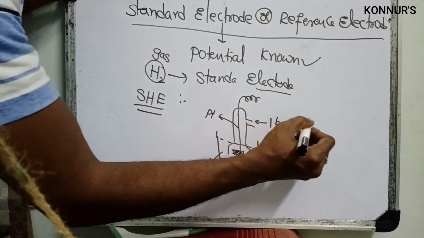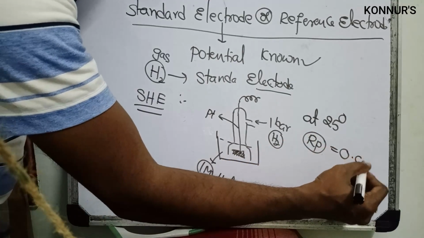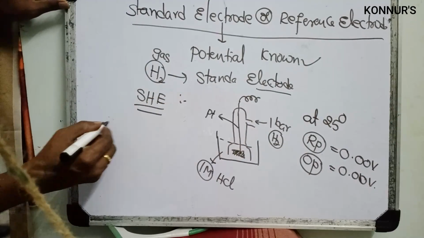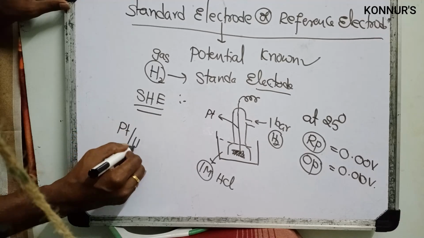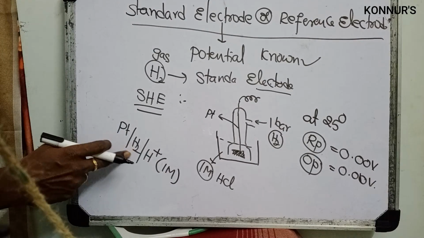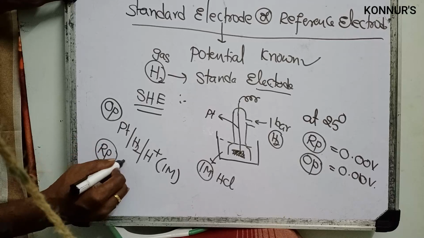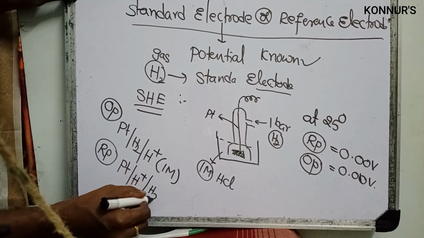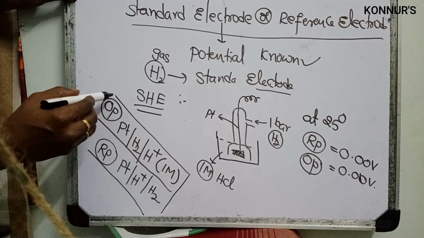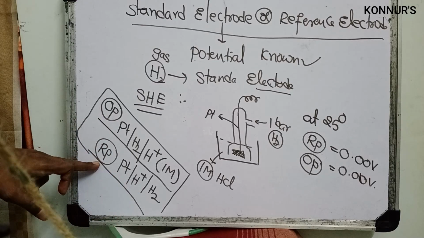Scientists take this at 25 degrees centigrade, where the reduction potential value is taken as 0.00 volts. Otherwise, the oxidizing potential is also taken as 0.00 volts. We represent it as platinum surrounded with hydrogen gas in the H plus solution, which is 1 molar. Here hydrogen loses electrons, so this is called the oxidizing potential. The reduction potential of hydrogen is platinum surrounded with H plus divided by H2, which means gain of electrons. So the standard hydrogen electrode is represented with these two concepts: H2 by H plus is the oxidizing potential, and H plus by H2 is the reduction potential.